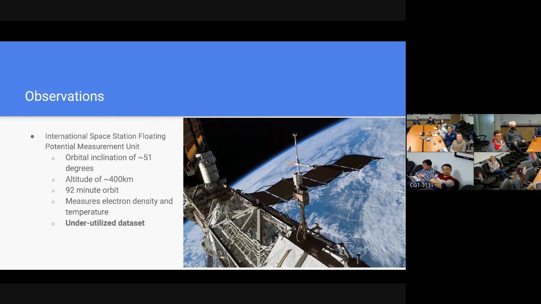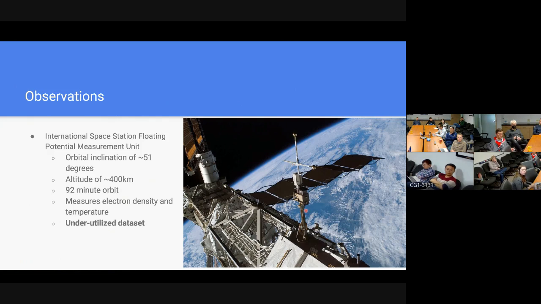ISS is at an altitude of about 400 kilometers, so generally well within the F region and well suited to look at equatorial plasma bubbles. ISS also has an orbital inclination of 51 degrees, so it spends more time at low latitude, giving you more opportunity to see something like plasma bubbles as an equatorial phenomenon.